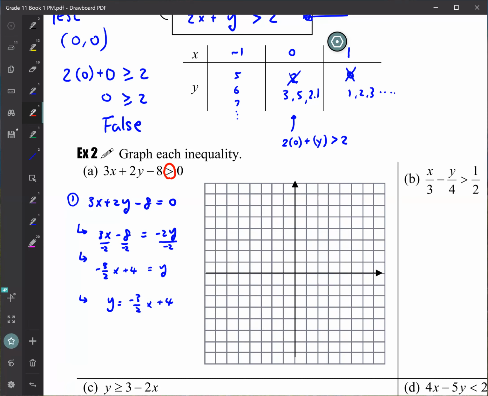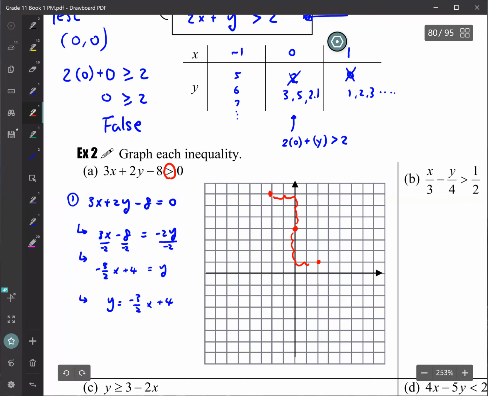Harry, what's the y-intercept? 4. Okay. And what's the slope? -3 over 2. So which way do we take the point? Down 3 and right 2. Yeah, very good. So 1, 2, 3, right 2. Or you can go the other way, up 3, left 2. So you follow the same pattern, down 3, right 2, down 3, right 2.